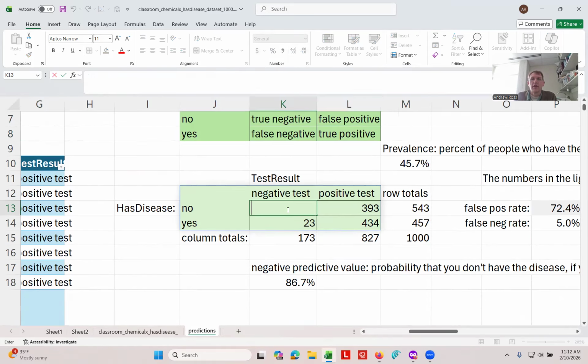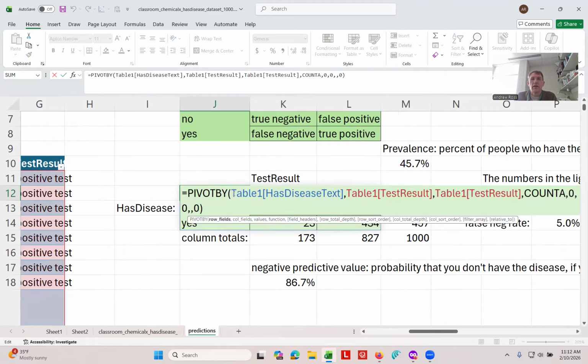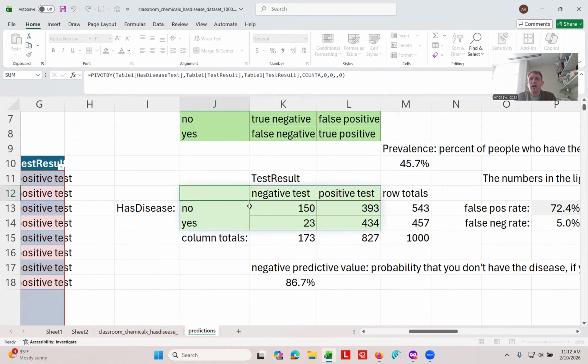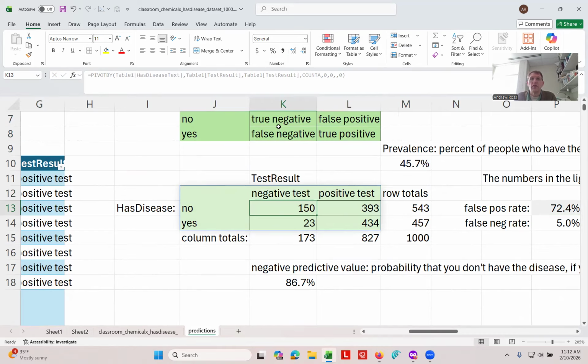So I've got a fancy formula here called a pivot by, which is fairly new in Excel. It's like a way to do an automated pivot table that will update if you change the cutoff, for example. So here we're seeing 150 true negative results, 393 false positive results, 23 false negatives, and 434 true positives.